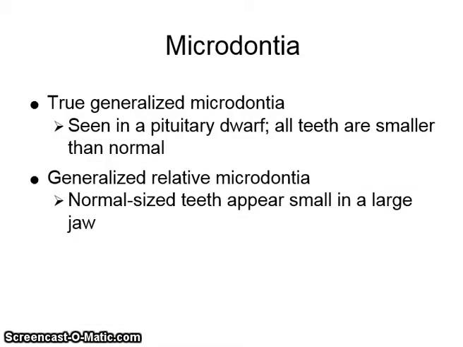True generalized microdontia is seen in a pituitary dwarf, where all teeth are smaller than normal. Generalized relative microdontia is normal-sized teeth that appear small in a large jaw.